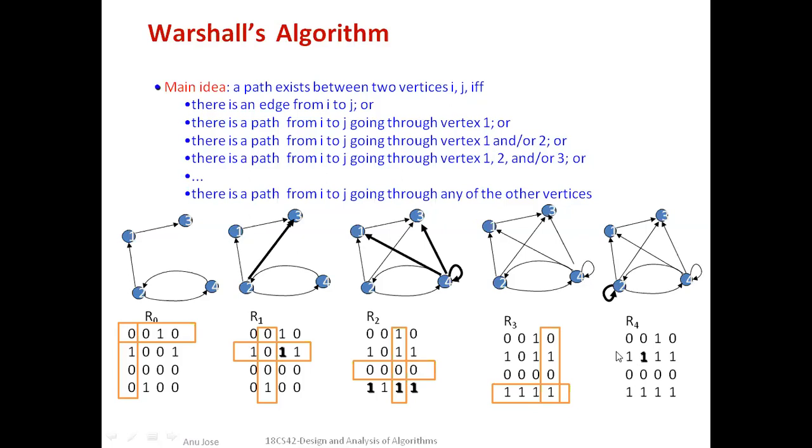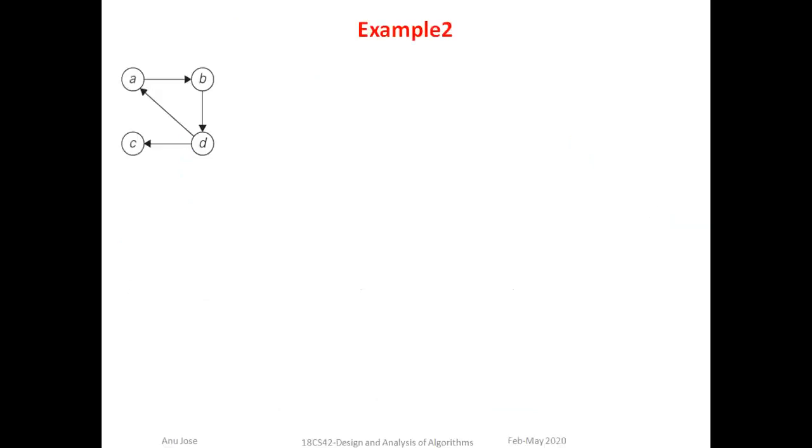So the R4, whatever you have calculated from R0, is the transitive closure of the given input graph. I think you got the procedure. Now we'll see one more example. A, B, C, D. The graph we have already seen.